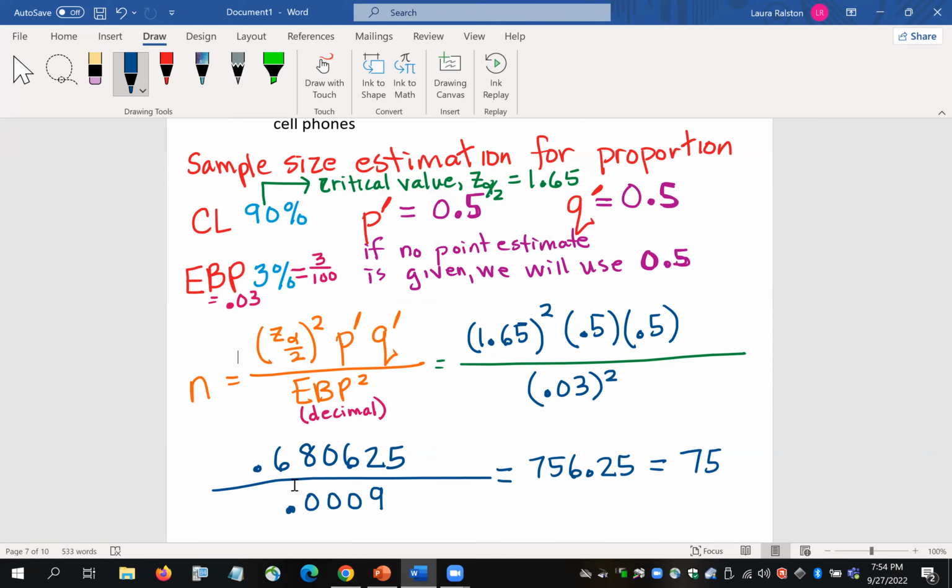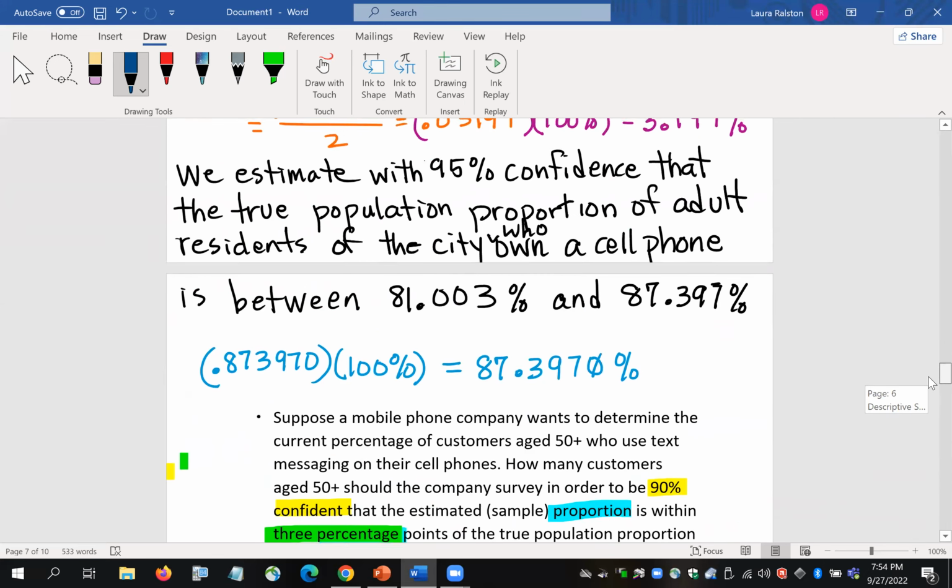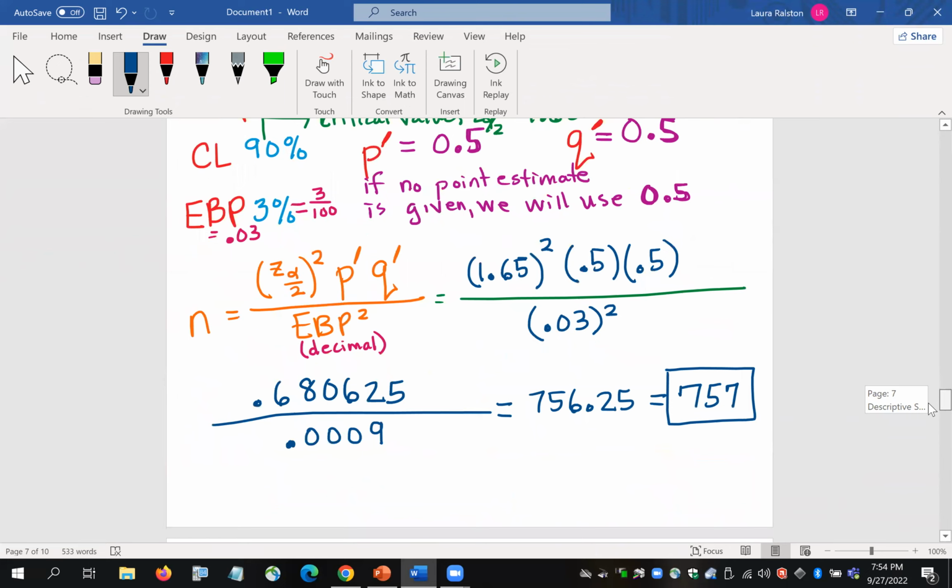So again, we always round up. So they would need to survey 757 people aged 50 or older. Okay. They would have to survey 757 people aged 50 or older. Questions?